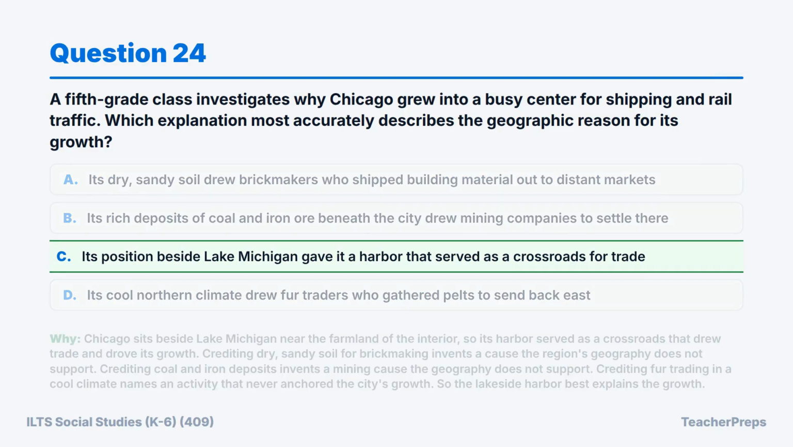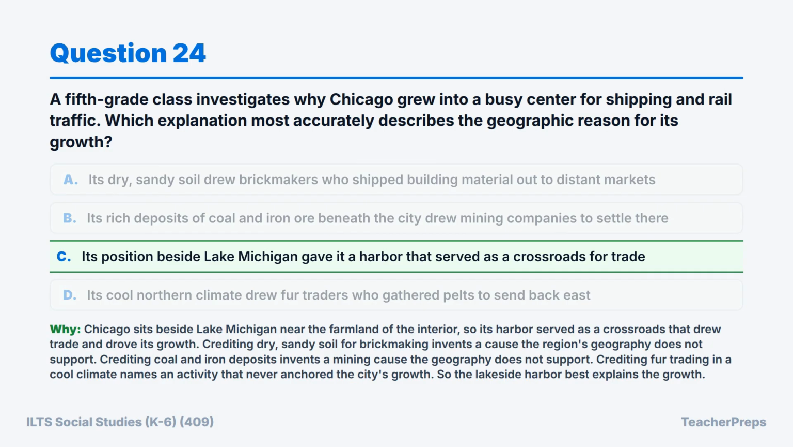The correct answer is C. Its position beside Lake Michigan gave it a harbor that served as a crossroads for trade. Chicago sits beside Lake Michigan near the farmland of the interior, so its harbor served as a crossroads that drew trade and drove its growth.